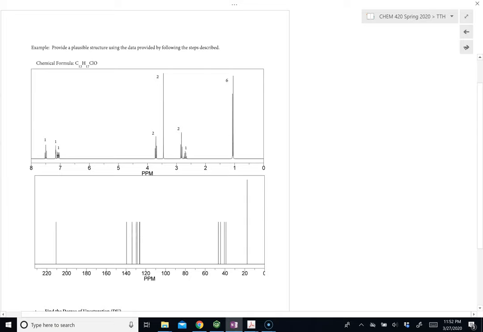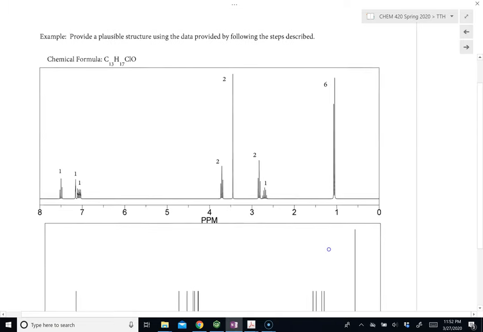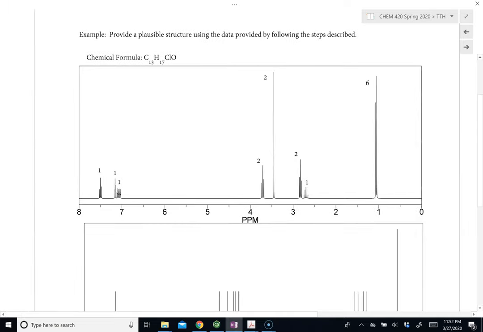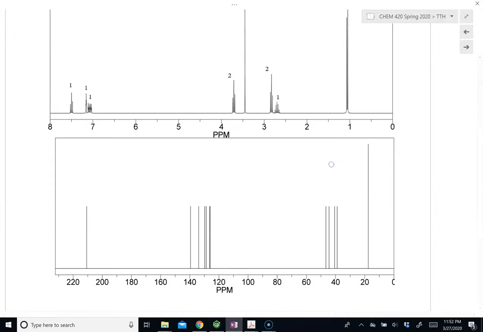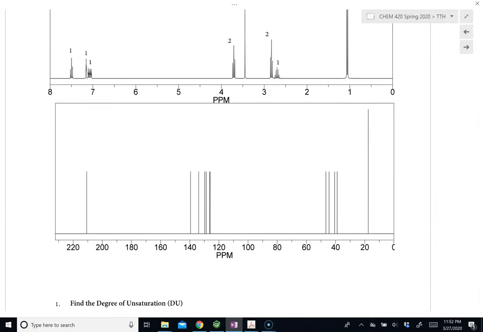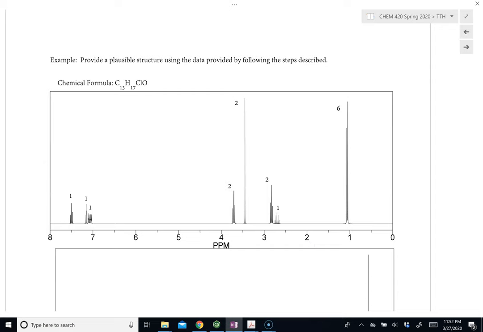Let's now try an example. So here in this case, we are given the chemical formula along with proton NMR and carbon NMR. We are not given IR information here, but again, we should be able to solve for the structure of the organic molecule without using IR information.